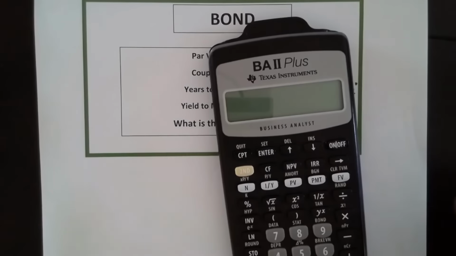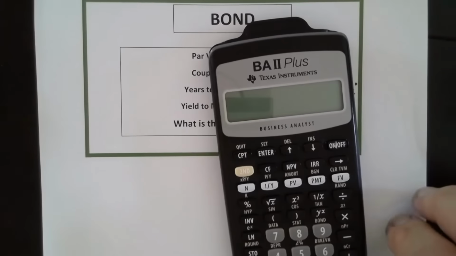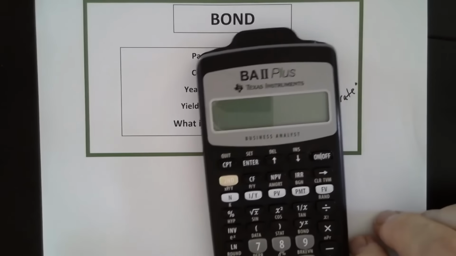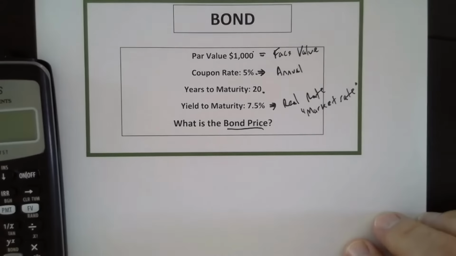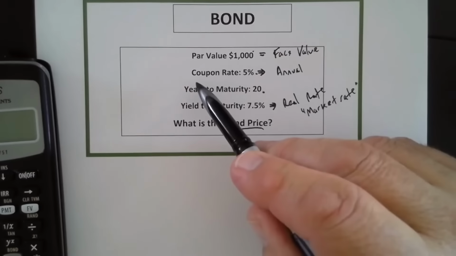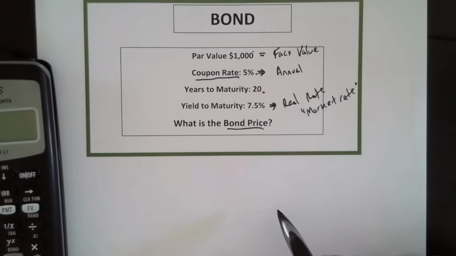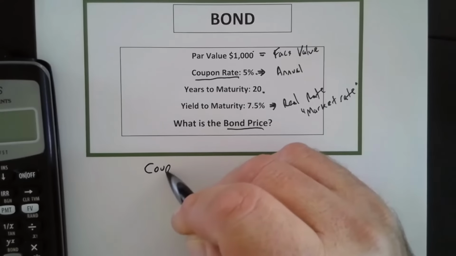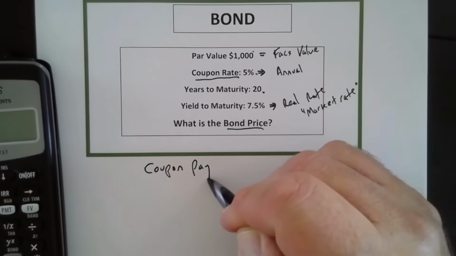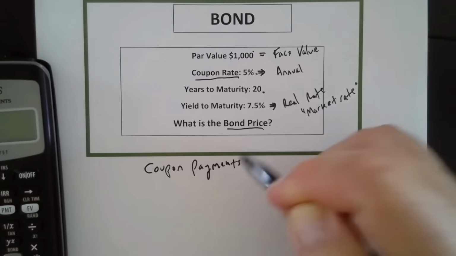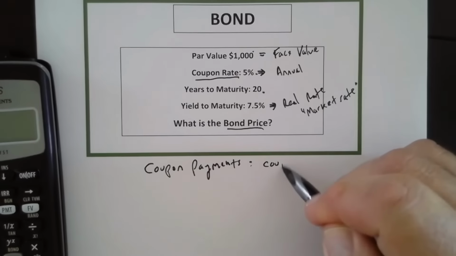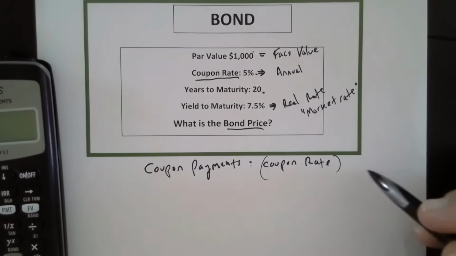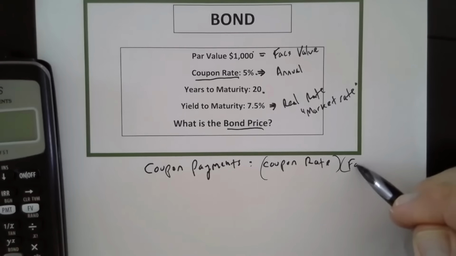So to do that, we're going to use the BA II Plus, and you'll see how much easier this is than the long way that I showed in the other video. It'll be quite a relief. But we still need to start out by figuring out, we've got the coupon rate, we need to know how much the coupon payments are. So the coupon payments are going to be equal to the coupon rate, and we're going to multiply it by the face value.